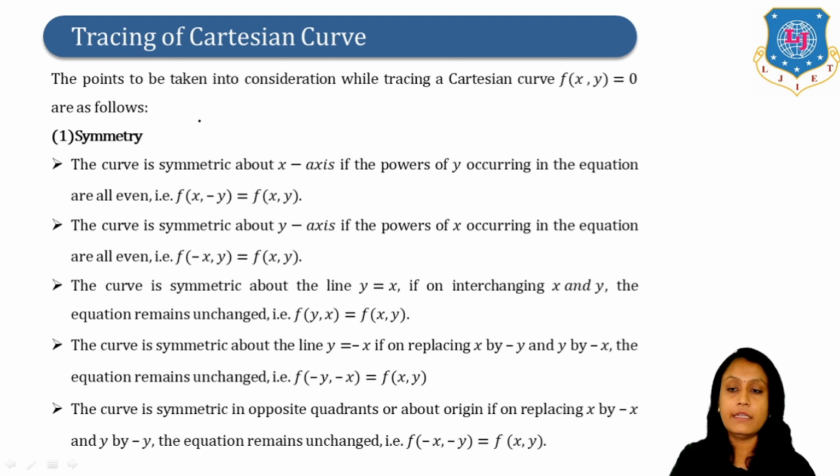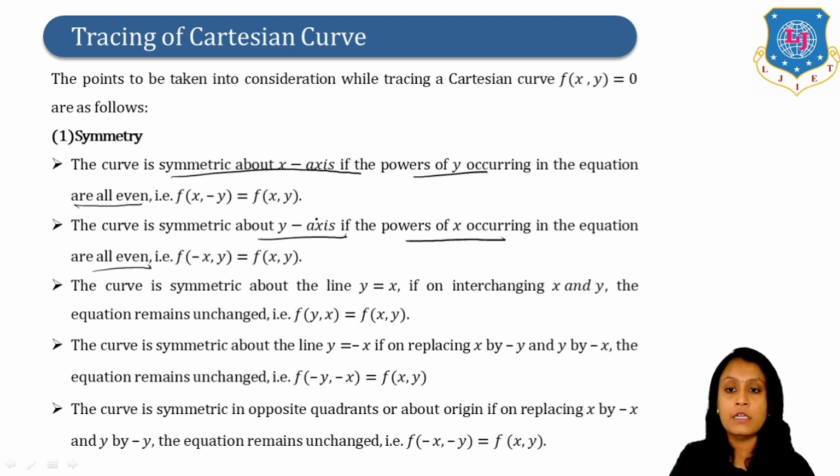Okay, so let's discuss the method. The points to be taken into consideration while tracing a Cartesian curve. So the first one is symmetry. The curve is symmetric about the x-axis if the powers of y occurring in the equation are all even. Just observe the equation, and if the powers of y are even, then the curve is symmetric about the x-axis. The curve is symmetric about the y-axis if the powers of x occurring in the equation are all even. So if the powers of x are even, then it is symmetric about the y-axis.